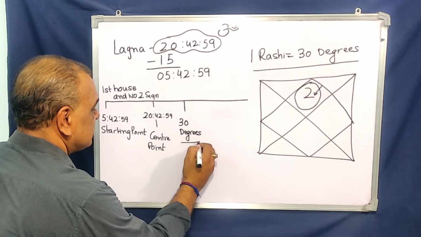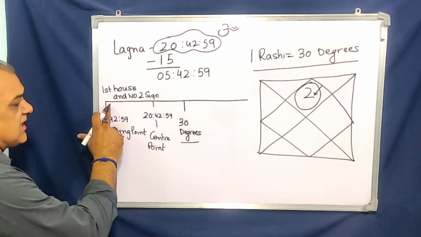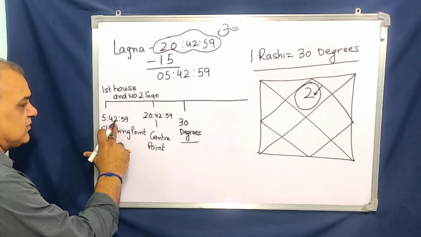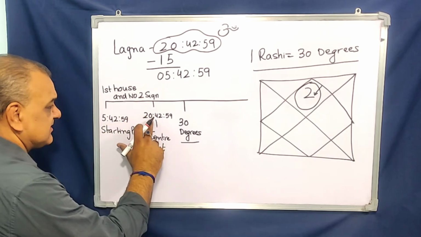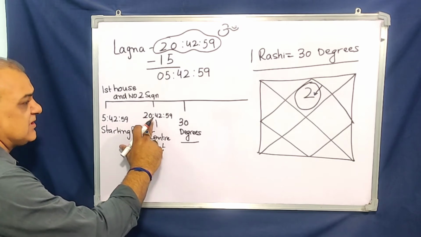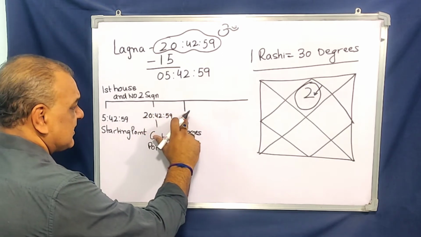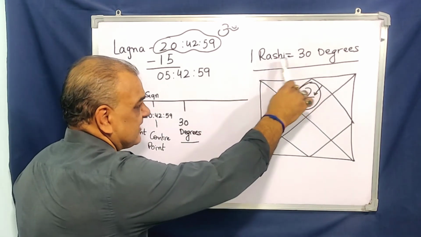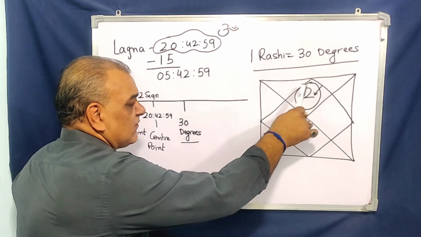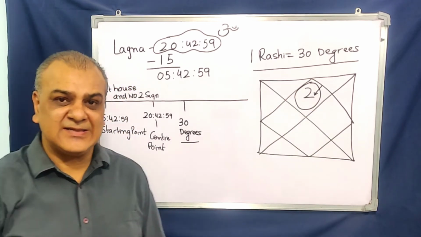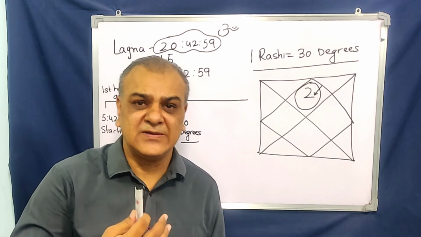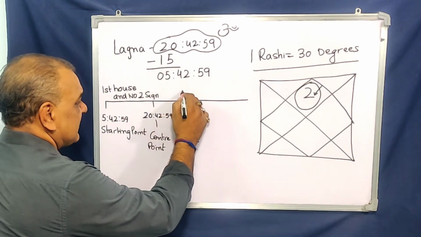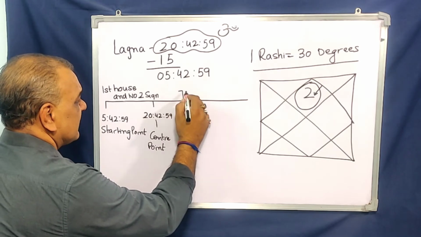So this means first house with number 2 sign begins at 5 degrees 42 minutes 59 seconds. This is the center point of number 2 sign, meaning first house, and the first house ends at 30 degrees, because I have already told you in the beginning, one house or one rashi is equal to 30 degrees. So one house or one rashi cannot go beyond 30 degrees. So this is the end of number 2 sign.